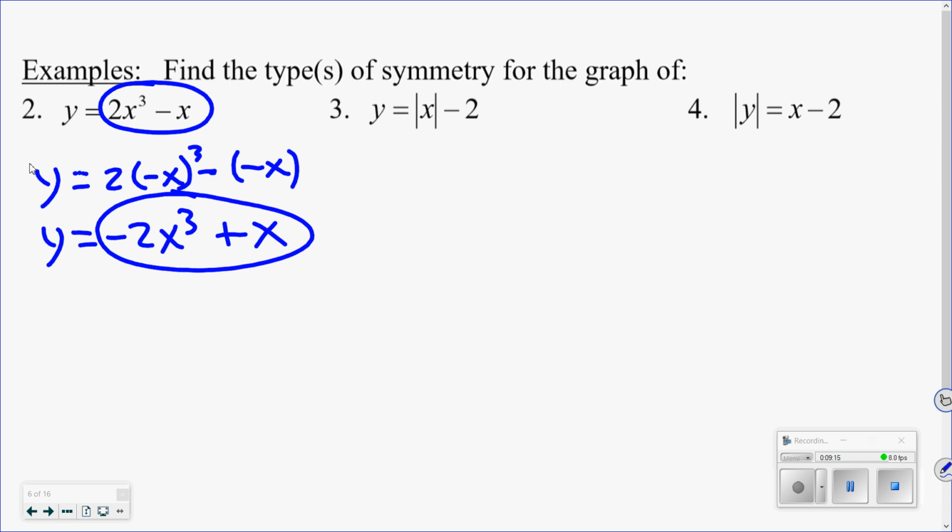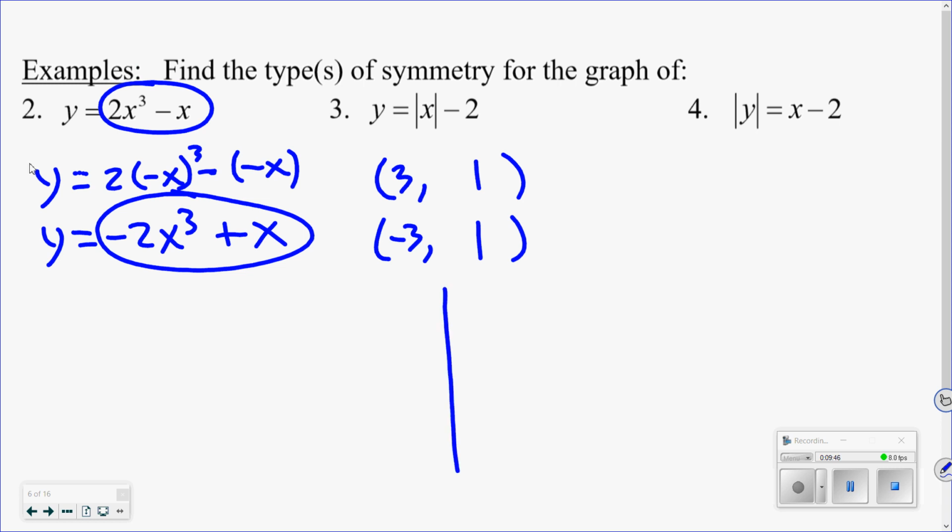Look at number 3. Let's check that one. Let's do the informal test this time. So I want to plug in opposites for x. So let's plug in 3 for x. Then we'll also plug negative 3 in for x and see what happens. So if I plug 3 in, the absolute value of 3 is 3. 3 minus 2 is 1. If I plug in a negative 3, the absolute value of negative 3 is 3. 3 minus 2 is 1. So I plugged in opposite numbers and I got the same thing back out. That means it's symmetric about the y-axis.